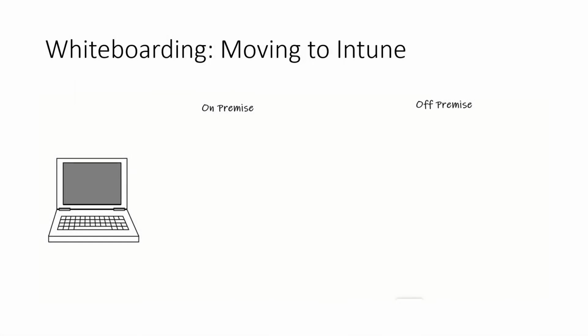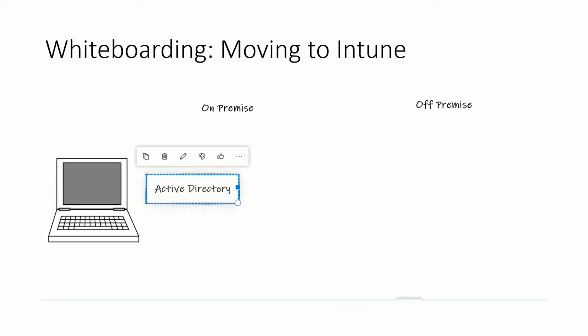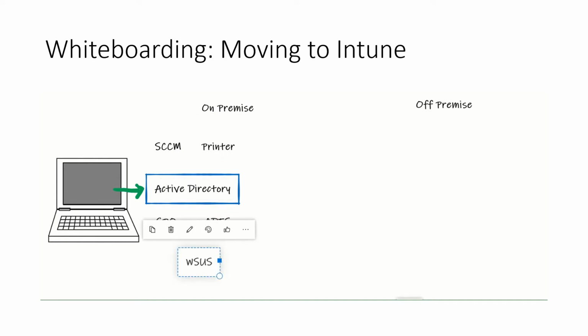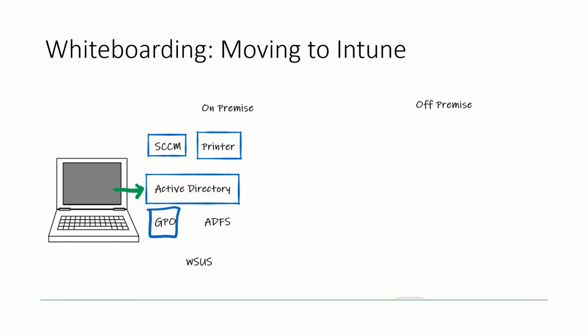Let's look at how moving to Intune changes the on-prem architecture towards a more off-prem focused architecture. So we start with Active Directory, where all of our devices are joined. From there, GPOs, SCCM, printers, ADFS, WSUS to control updates, all of these individual boxes are going to control that computer. However, that computer is only truly controlled while it's on-prem.